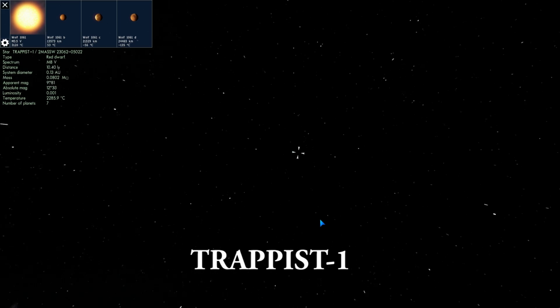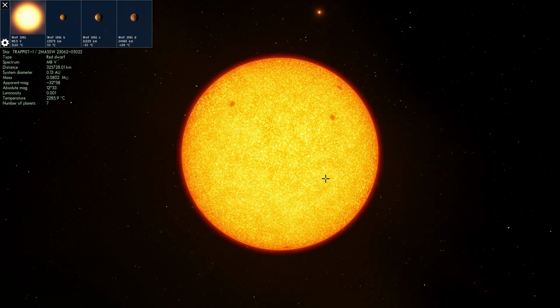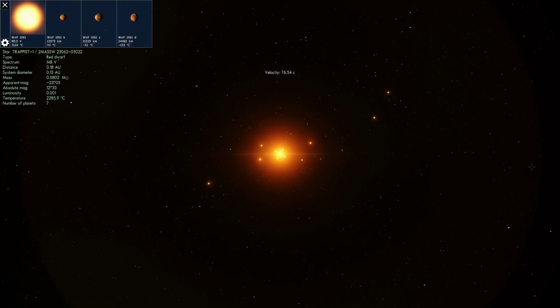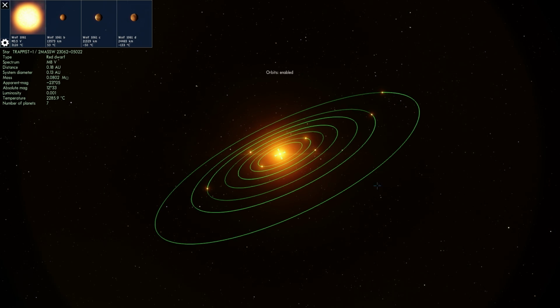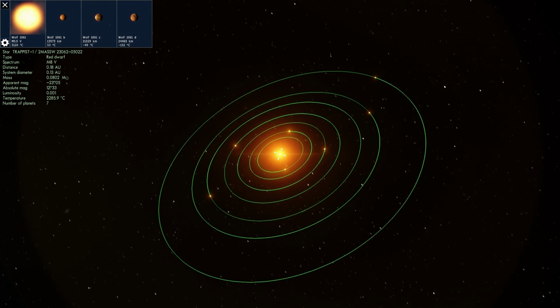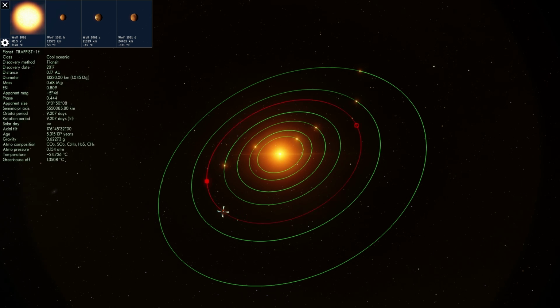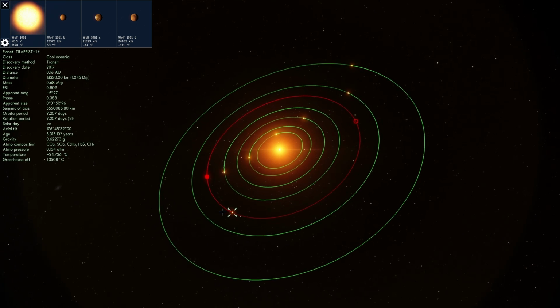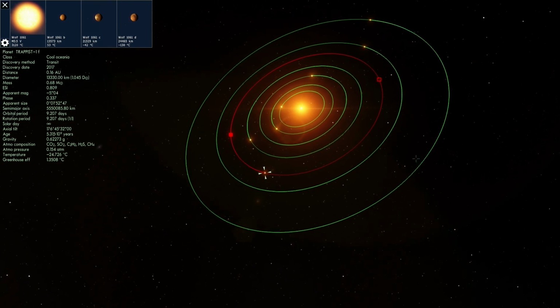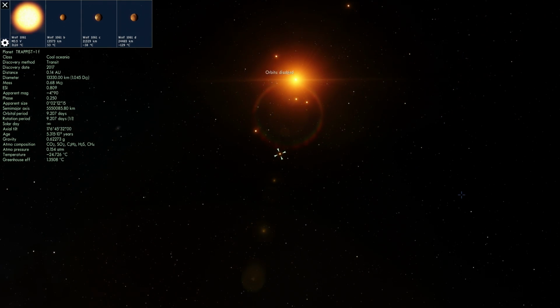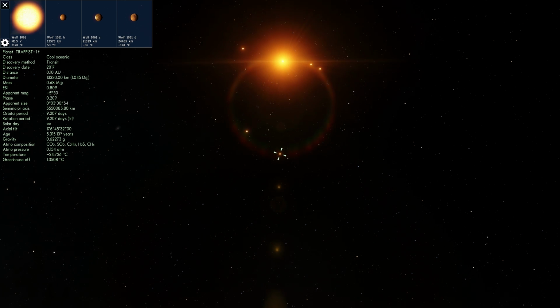TRAPPIST-1 system, a system discovered in February of 2017 with not one, not two, not three, not four, but seven planets that are Earth-like. Three of these planets are in the habitable zone and have a very high chance of actually having liquid water and possibly even life, maybe? I don't know. It's possible, right? There's a 1 in 7 chance that at least one of these will have something interesting on them.